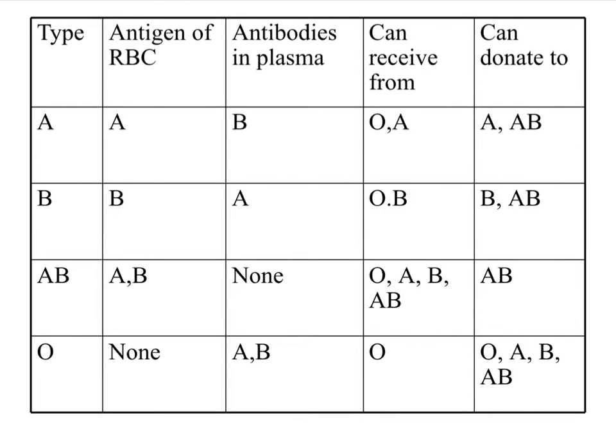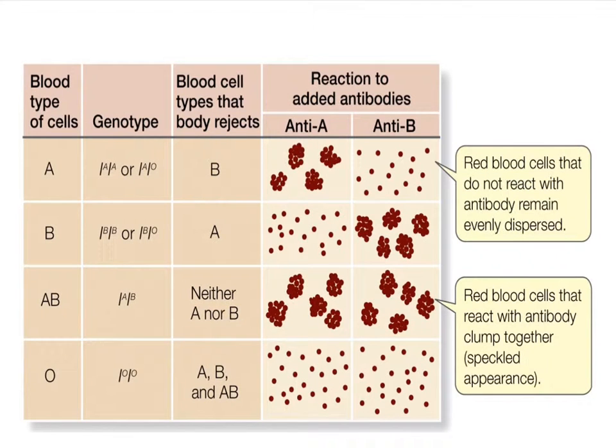Blood type O has no antigens. It has A and B antibodies. It can only receive from O because it has those A and B antibodies that will attack other blood types. But it can donate to everybody because it doesn't contain any antigens. So you really have to think about what's going on with those antigens and the antibodies to figure all this stuff out. Okay, you have this chart.